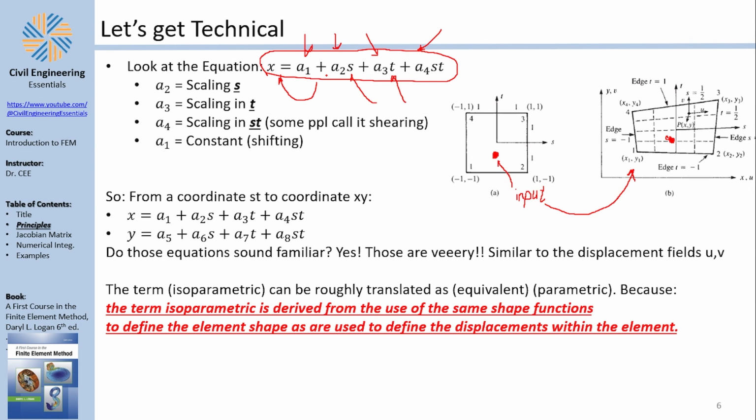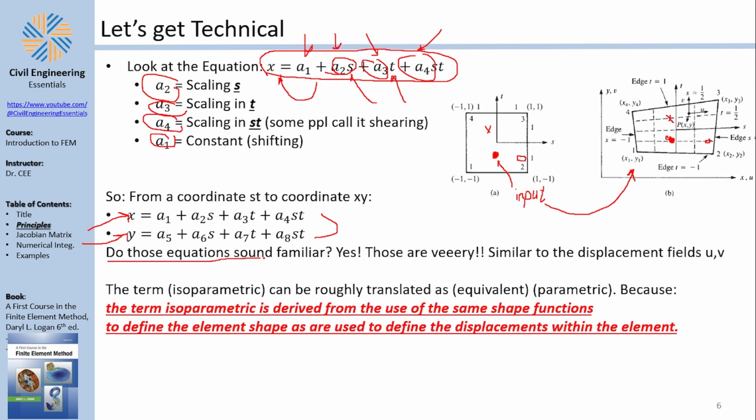The vice versa of it would be the inverse. So you can look at those constants and you can see that A2 scales in S because it multiplies by S. A3 scales in T, A4 scales in ST, and A1 is a constant for shifting in X. Similarly, for the X, you could derive for the Y, where you have A5, A6, A7, and A8. Those two equations connect any position on the perfect shape onto its counterpart in the real shape. For example, if I put an O here, this would appear somewhat here-ish. So this is what I mean by projection.